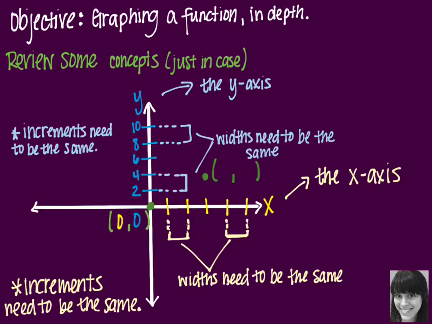Now, do the y increments and the x increments have to be the same distance from each other? No. I could have my y going up by 2, and then I could have my x's going up by 3, 6, 9, 12, 15. Okay? Those are things that don't have to be the same with the x and the y. All right?